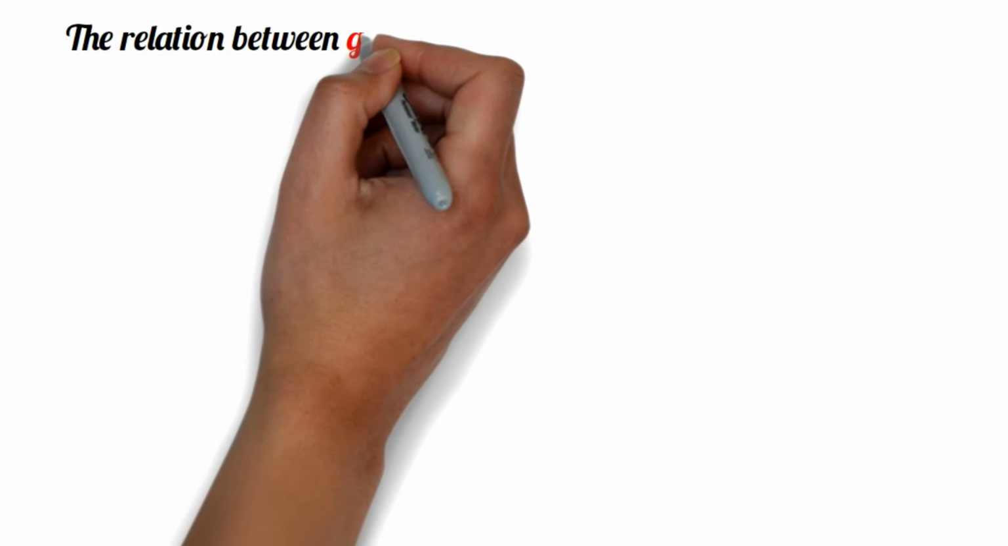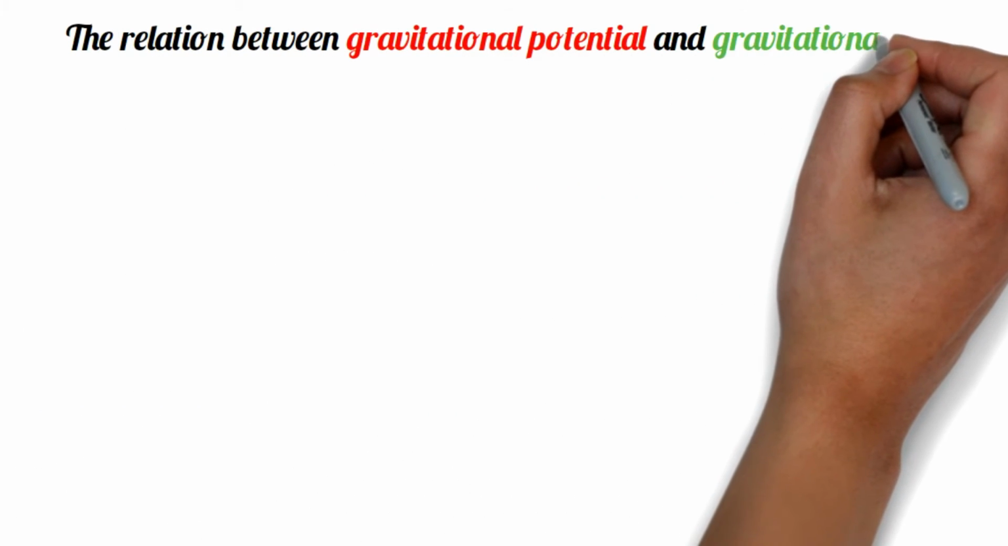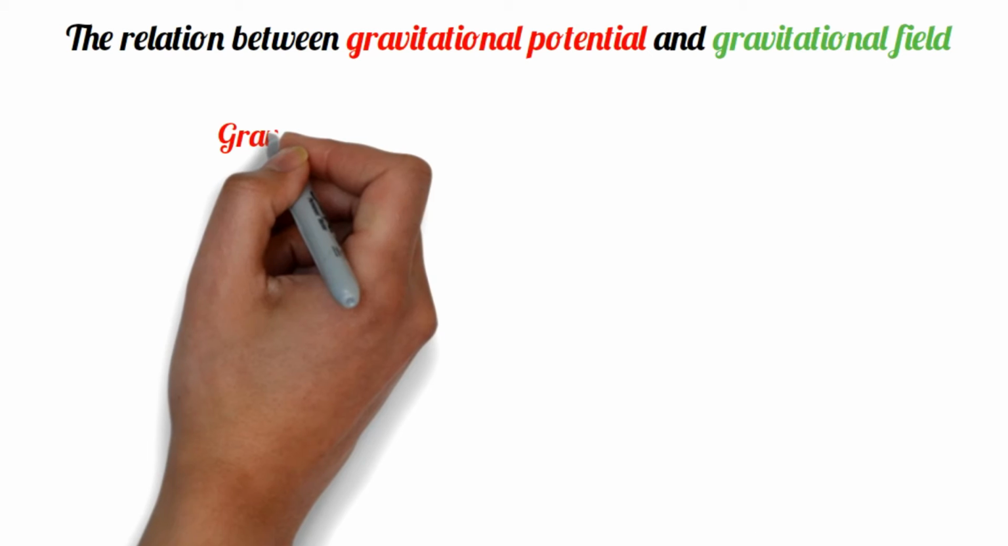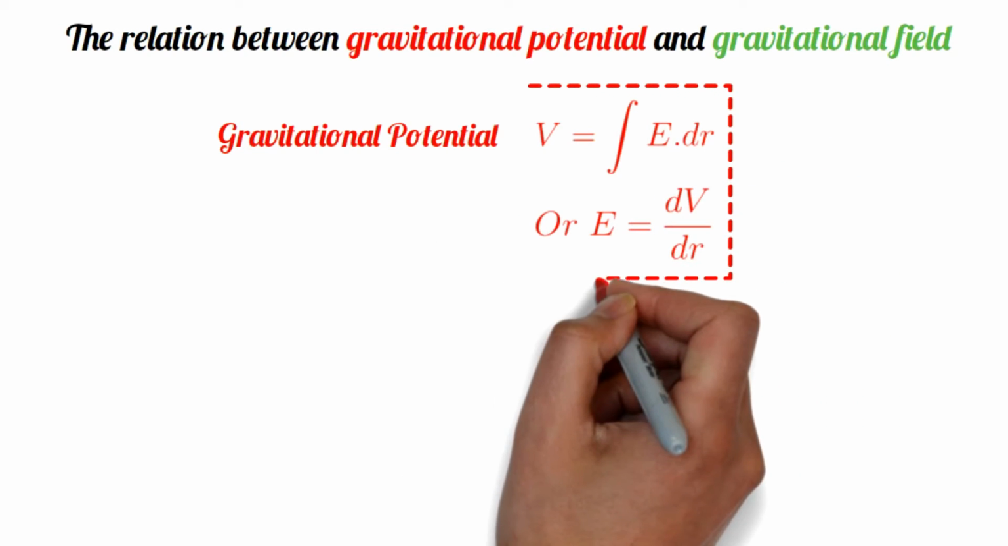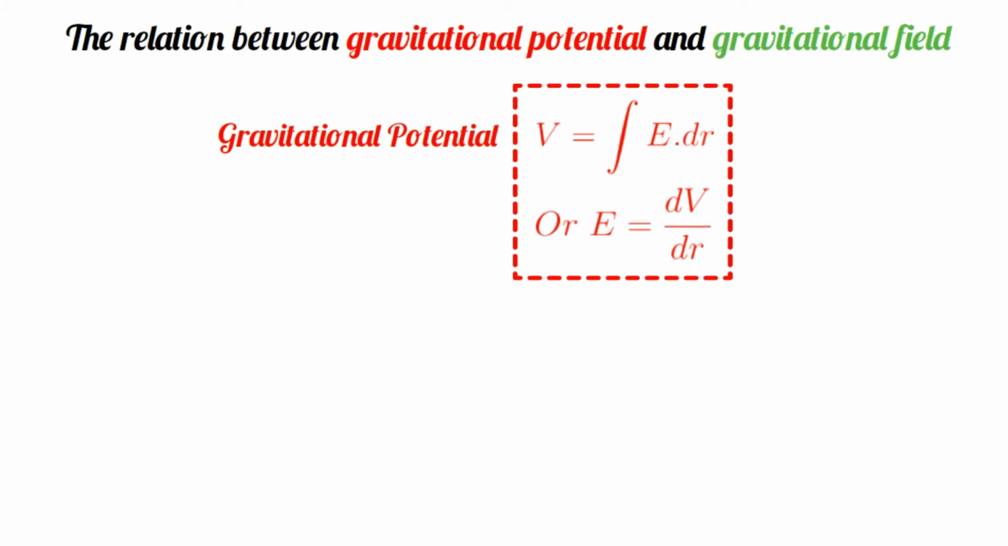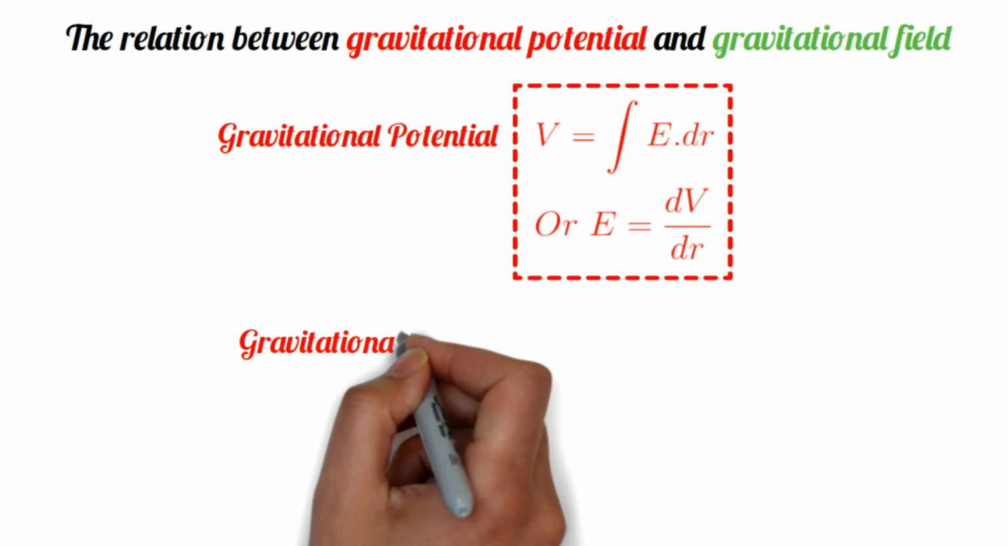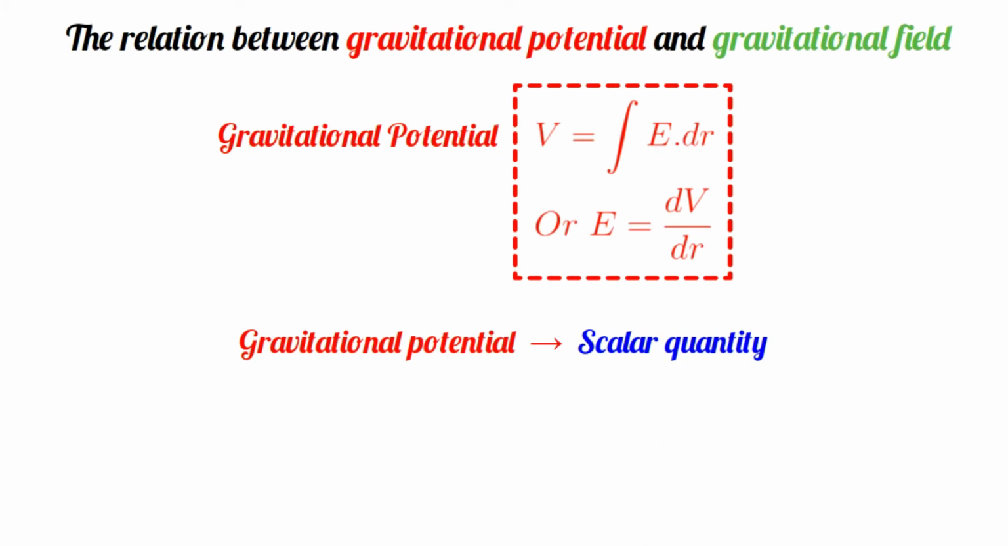The relation between gravitational potential and gravitational field. The gravitational potential V is equal to the integral of E dot dr, or E is equal to dV by dr. This is the relation between gravitational field and gravitational potential. Gravitational potential is a scalar quantity, because it has only magnitude, no direction, just like work.